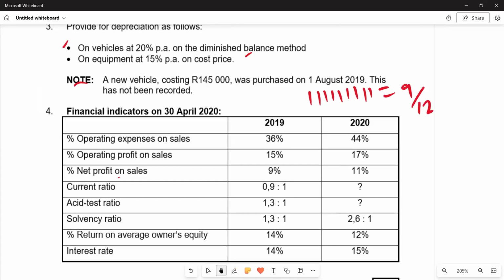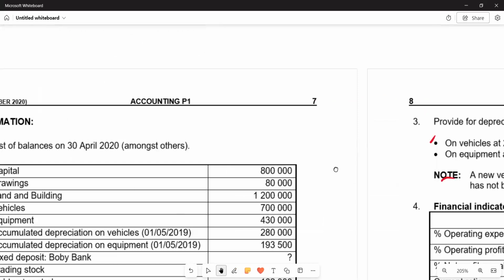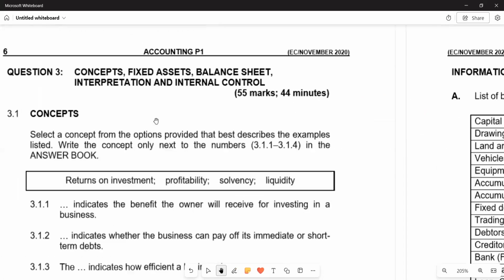So remember, when I calculate depreciation using the diminishing balance method, we are going to say percentage times carrying value, whereby you have to find carrying value first by saying cost minus accumulated depreciation of that non-current asset or fixed asset. In this case, this is a new vehicle, so it has no depreciation yet. So we're just going to take 145,000 as the cost and also as the carrying value. So we're going to say 20% of 145,000, then you multiply by 9 over 12. So we can go to the answer section and make that calculation. Remember, this is the new vehicle.